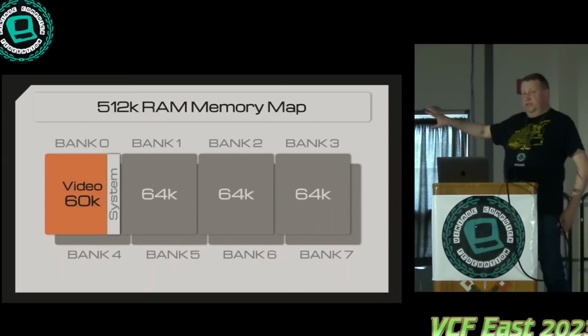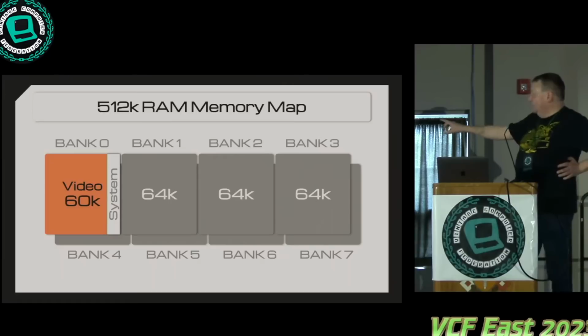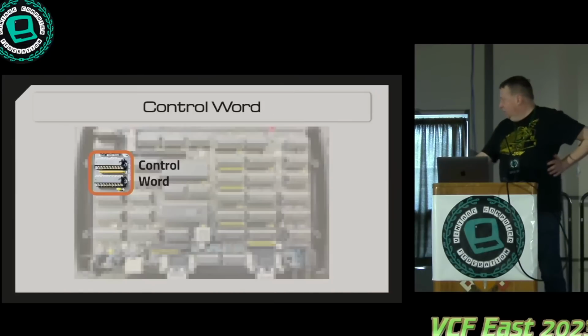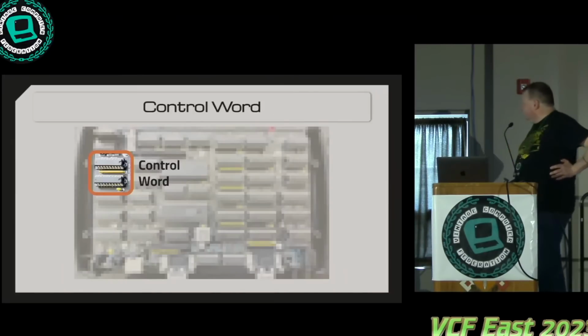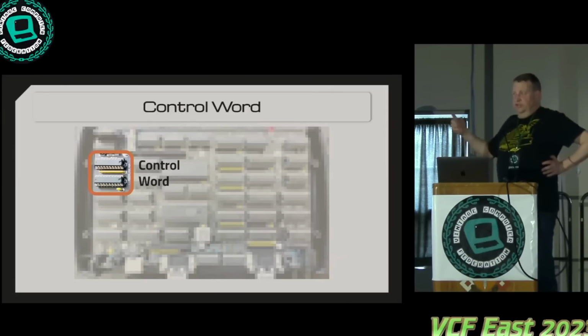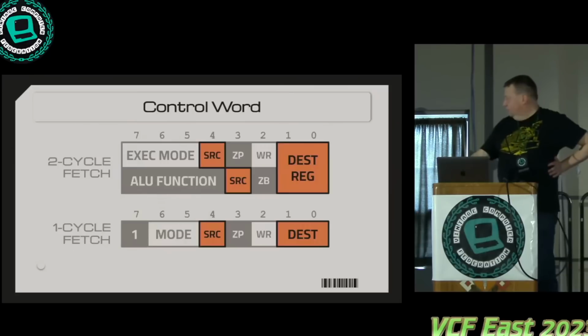And so this is what the actual RAM looks like. Bank 0 has the video in it, and then we have 7 banks of 64K available. And there's an area needed for some system stuff at the top of that bank 0. This is where the control word lives. There's actually 2 registers, so it's not 8 bits, it's actually 16. But there's a set of instructions that can just use one of those bytes.